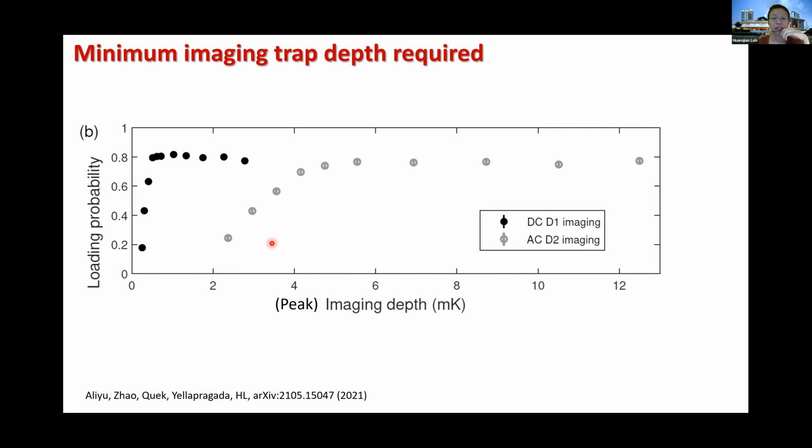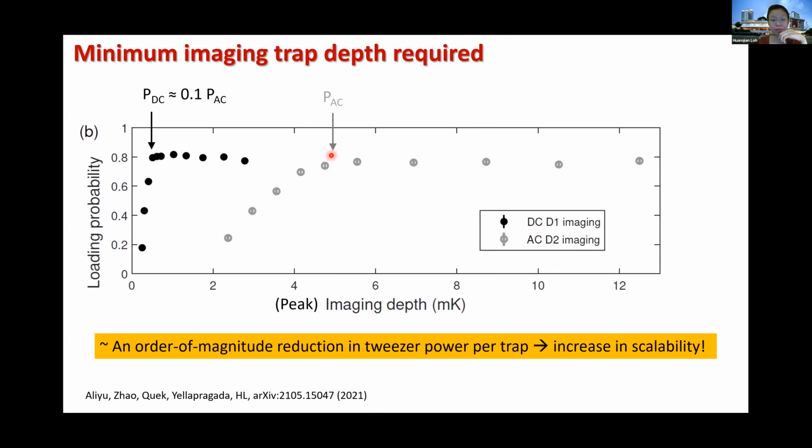And this is in contrast to the AC D2 imaging, where the AC is now required, and that saturates only at about 5 millikelvin or so. So there's really a factor of 10 in terms of the power that is required to produce the kind of trap depth. I know that for the AC case, we are actually reporting the peak imaging depth. And again, this is just to emphasize the fact that to create this much trap depth, you really require 10 times as much power.